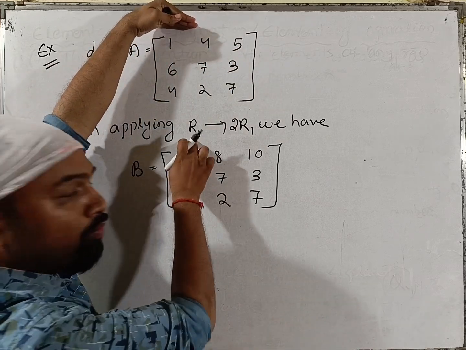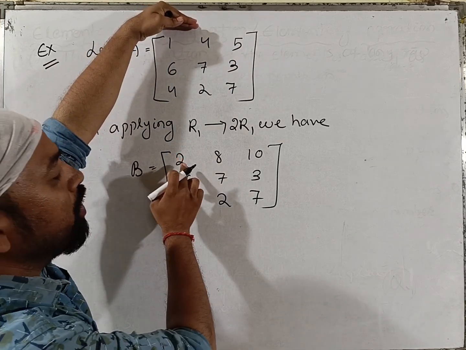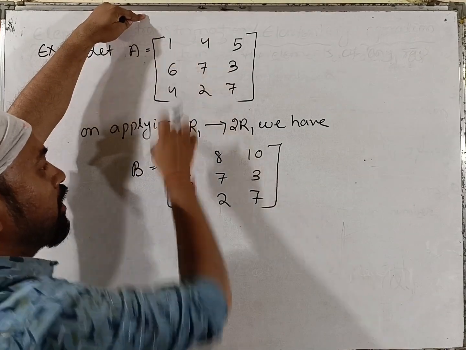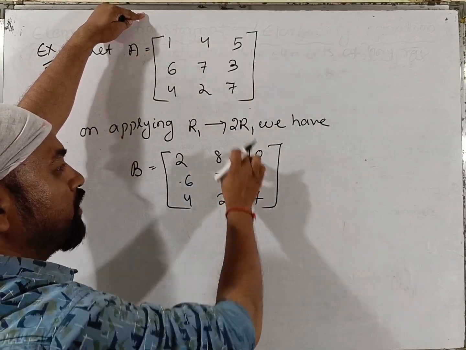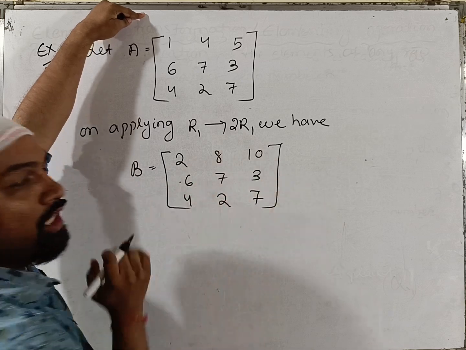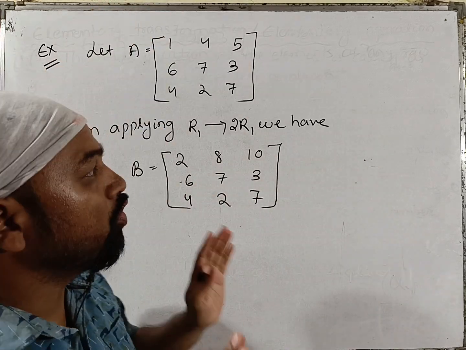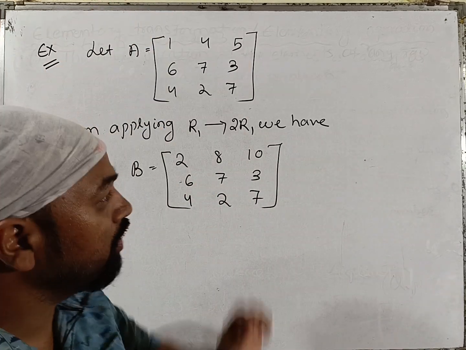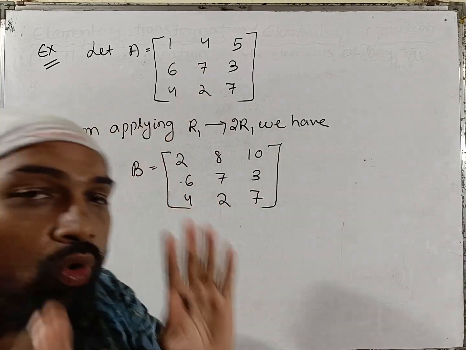That means only row 1 will be changed, and it will be replaced by the elements: 2 1s are 2, 2 4s are 8, 2 5s are 10. These 3 elements are changed and the rest of the 6 elements are unchanged. So it is all about the type 2 operation, and we have considered the row only.